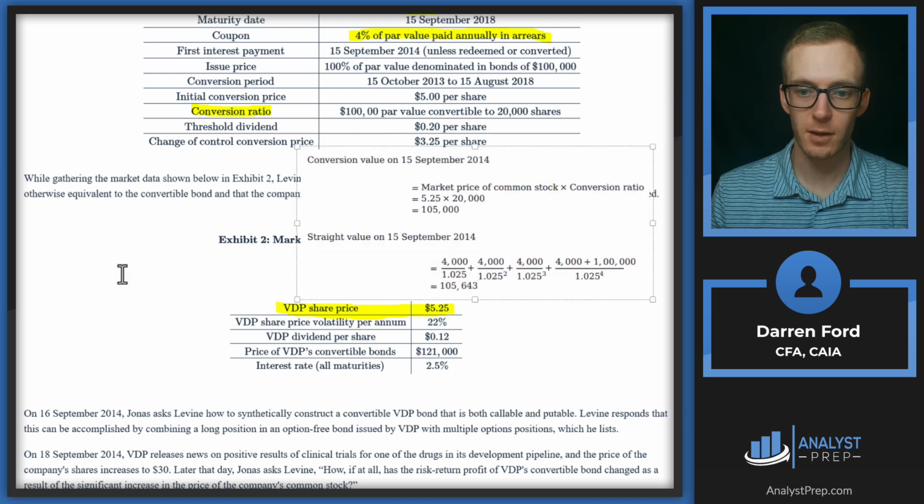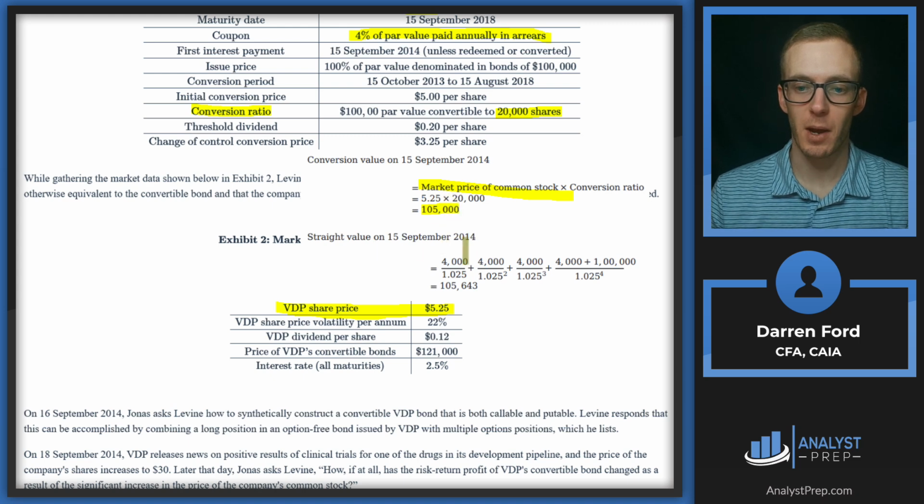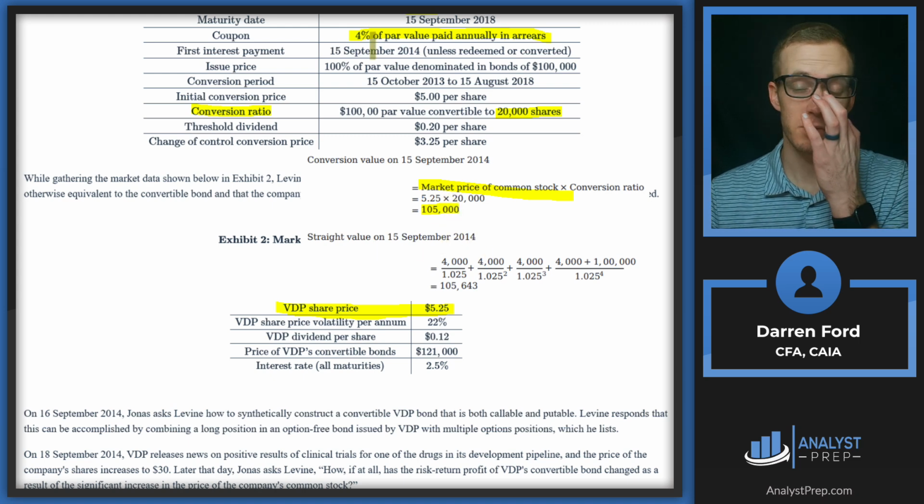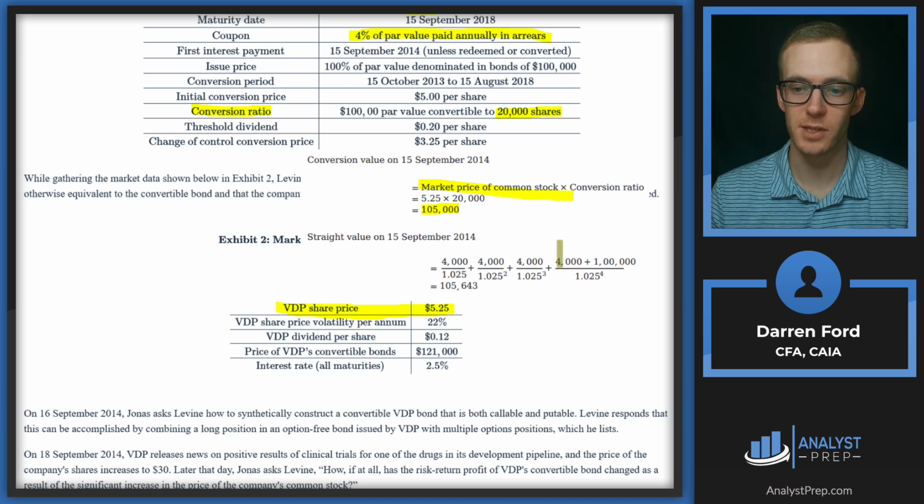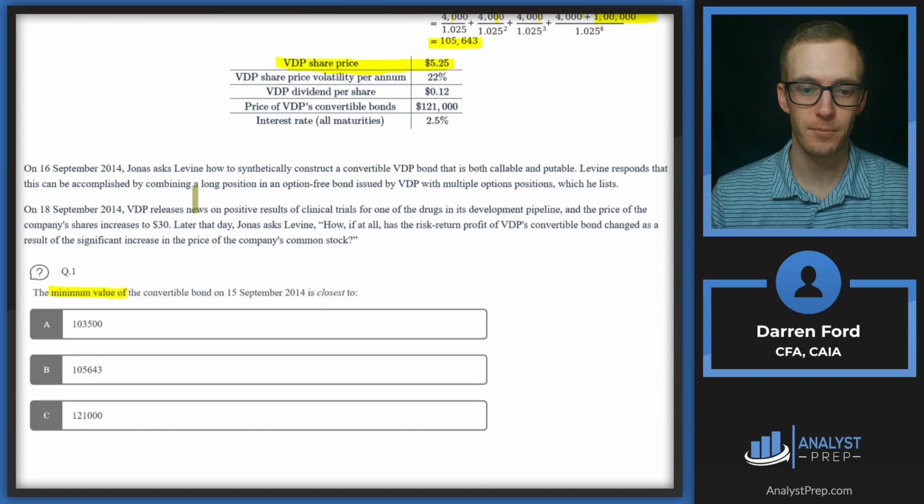I think I can fit it right there. Okay, so the conversion value is going to be the market price of the common stock, that 5.25 number, multiplied by the conversion ratio, which we're given is 20,000 shares. That gives us a value of 105,000. And then the straight value of the bond is just going to be those coupons plus par discounted back. So we've got 4 years' worth of coupons since we have 4 years to maturity, then $100,000, and we're discounting that back. It gets us to 105,643. So we take the greater of these two values, and our minimum value is going to be 105,643.